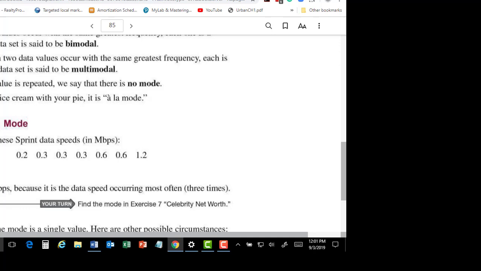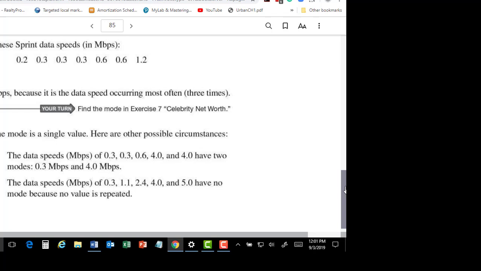You understand the mode? So mode is simply the one that's repeated the most. It's just definition.